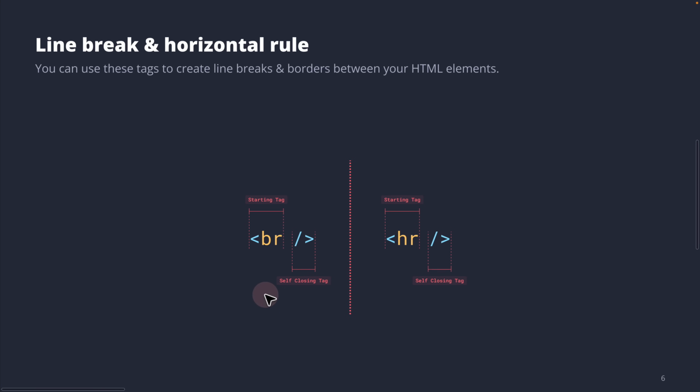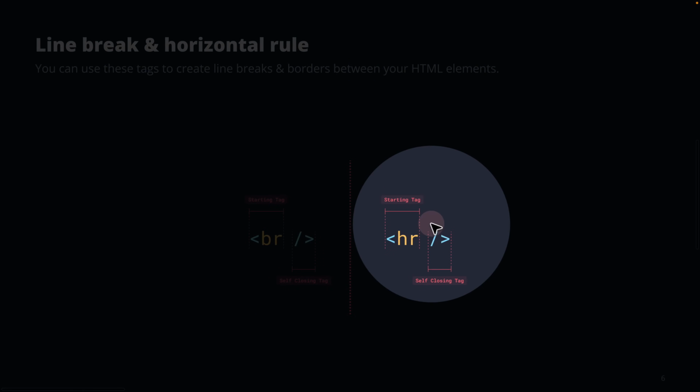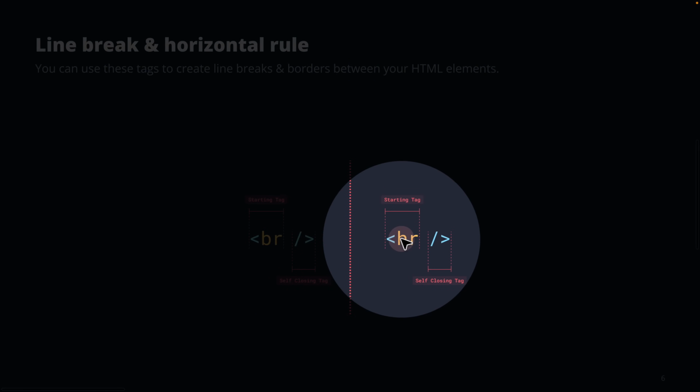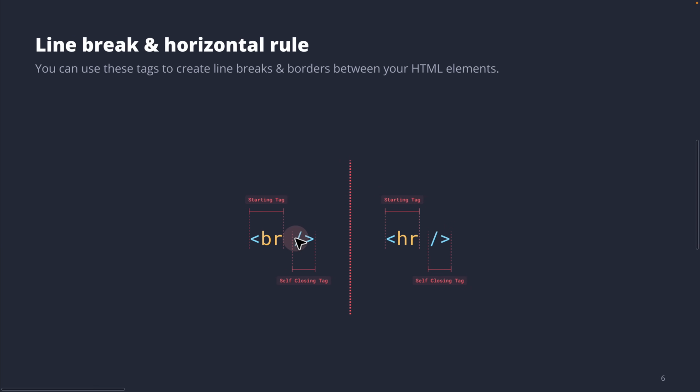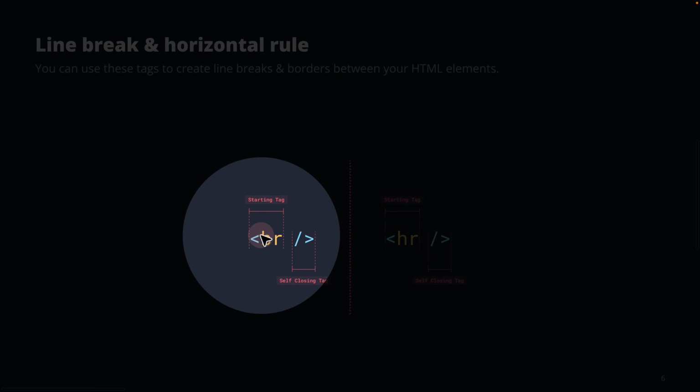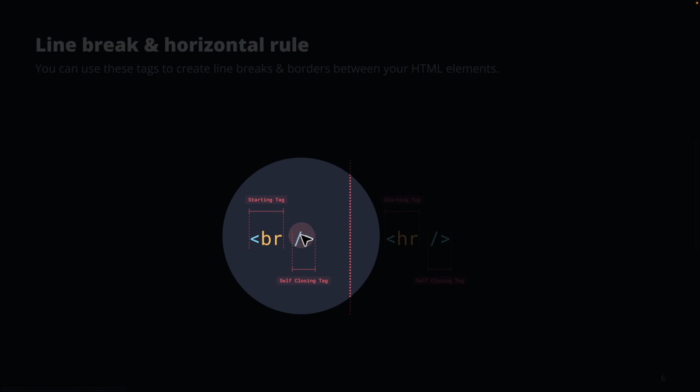If you decide to, for example, create line breaks or horizontal rules in your HTML, you could use BR to create a line break and HR to create a horizontal rule. These are the same thing as img. They are self-closing tags. They don't have a closing tag at the end. You don't need to repeat BR at the end. You would simply write a less than sign, the keyword, in this example BR, and then add a space, followed by a slash and greater than sign.